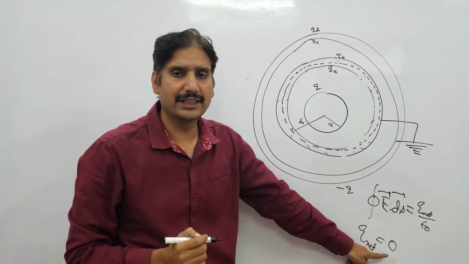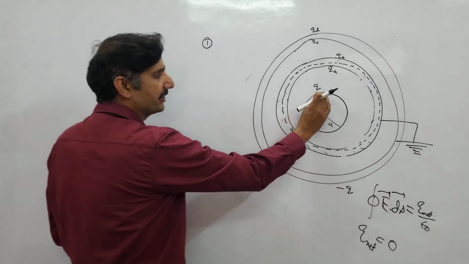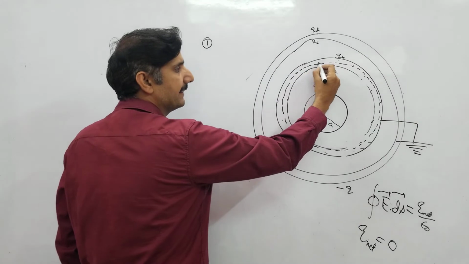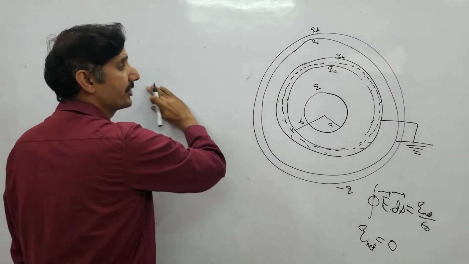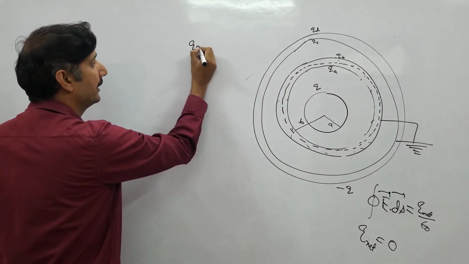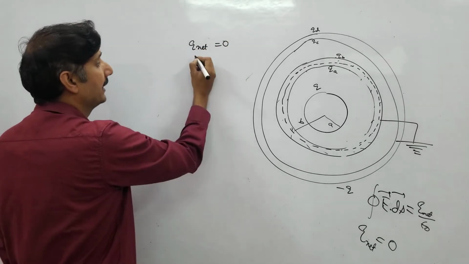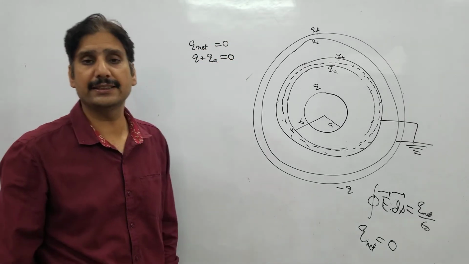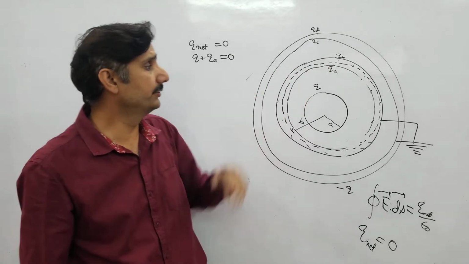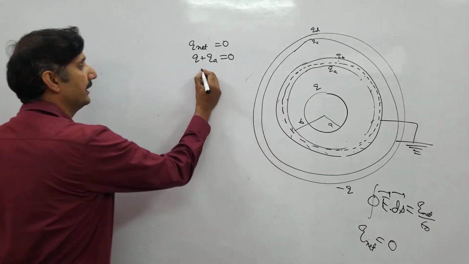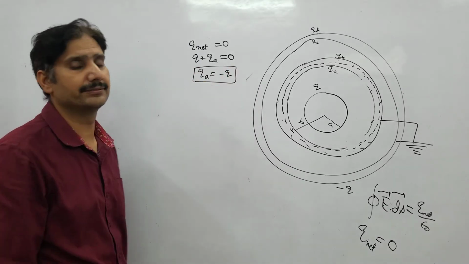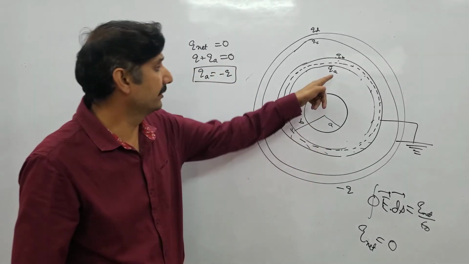As I told you, Q net should be zero. If charge Q is over here and charge QA is over here, and this is the Gaussian surface, inside the Gaussian surface the Q net must be zero. That means Q plus QA should be equal to 0. So it is easy to say that QA is equal to minus Q.